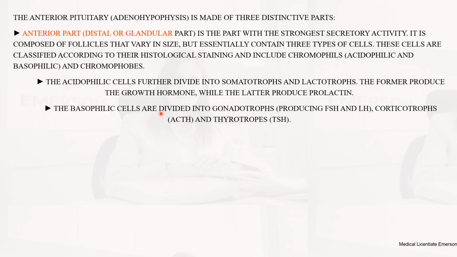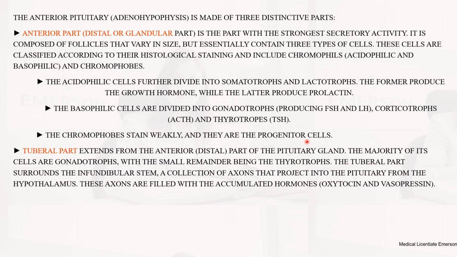Then the basophilic cells divide into gonadotrophs, producing follicle-stimulating hormone and luteinizing hormone. Also corticotrophs such as ACTH. Okay, and the thyrotropes, which is, for instance, another thyrotrope is the thyroid stimulating hormone. Then corticotropes as well. Then you have the chromophobes, which stain weakly, and they are progenitor cells. So that's the end of the anterior parts.